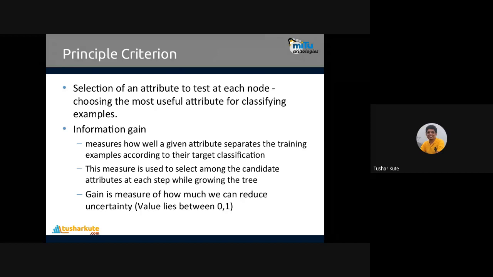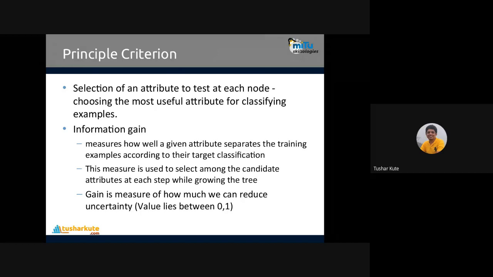That is entropy based, the second which I have shown the formula for. So what is information gain? Information gain measures how well a given attribute separates the training examples according to their target classification. This method is used to select among the candidate attributes at each step while growing the tree.